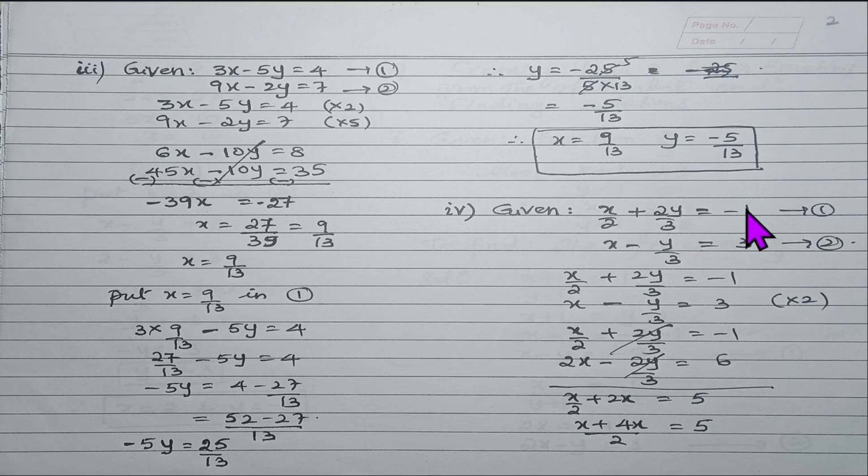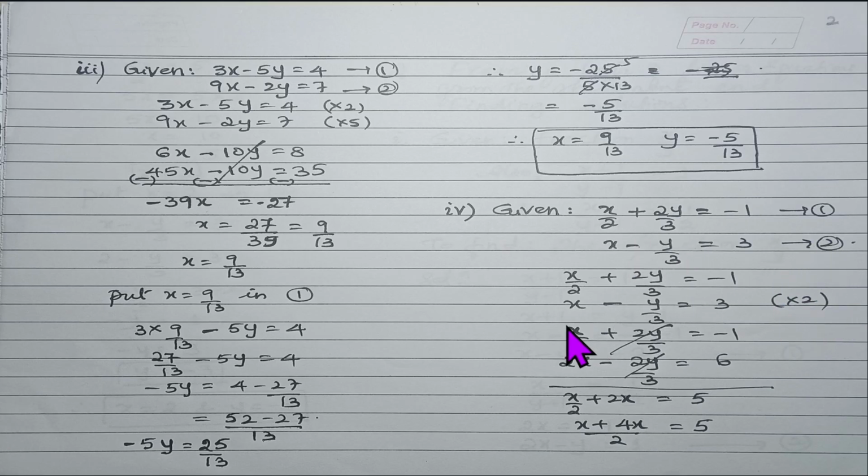Now coming to the next example, we have been given two equations here: x by 2 plus 2y by 3 equal to minus 1, and x minus y by 3 equal to 3. Now observe here very carefully. There is 2y in the numerator here, but there is a single y in the numerator of the second equation. So I want to make this also 2y. So I have multiplied the second equation by 2.